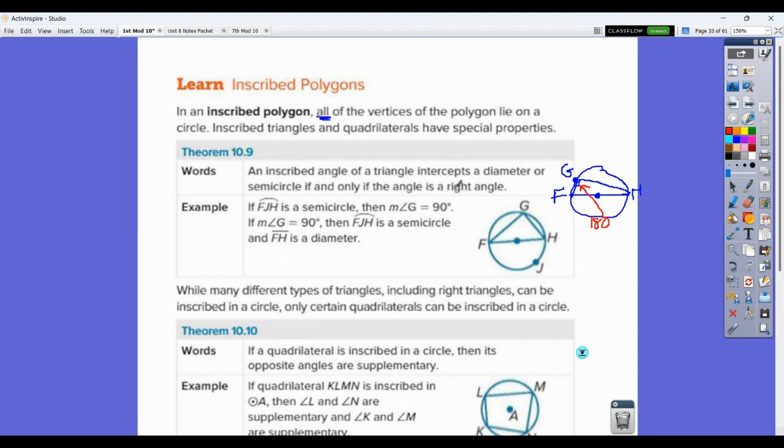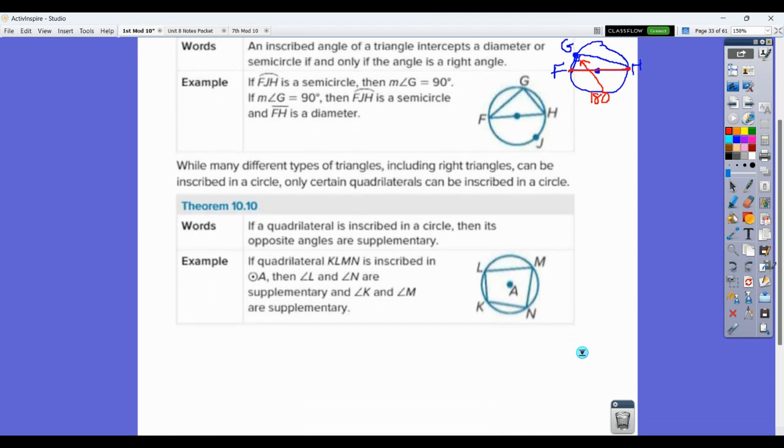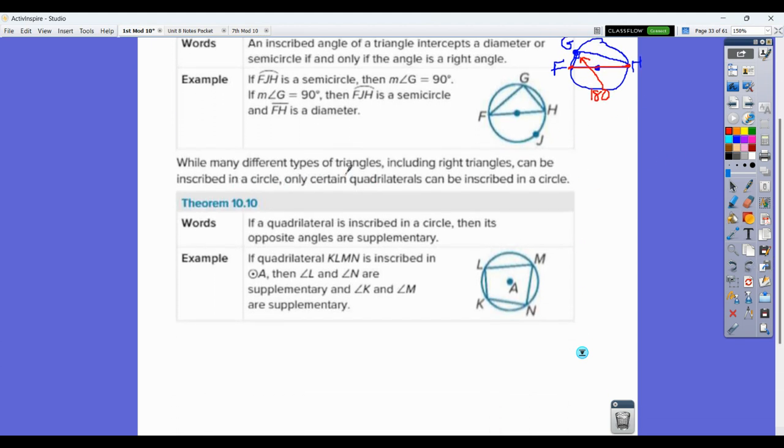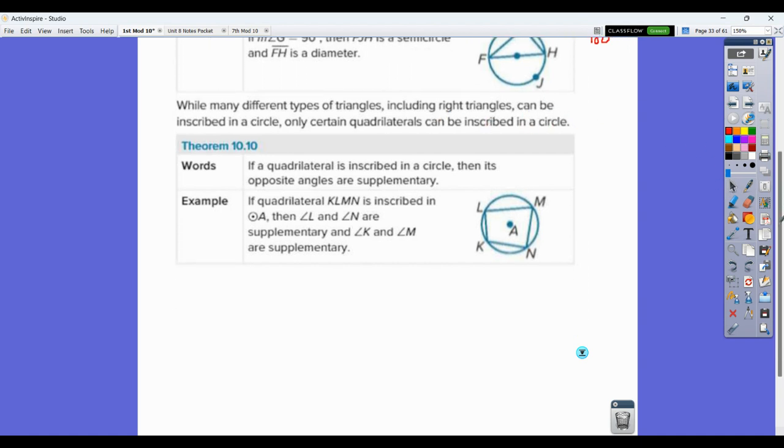So that's what this is saying here, is really just looking at that idea and saying, okay, if we have a diameter, then 180 degrees is what we have. No matter where I put point G, that's going to be a 90-degree angle off of FH, as long as I keep that as my intercepted arc. Okay. While many different types of triangles, including right triangles, can be described in a circle, only certain quadrilaterals can be inscribed in a circle. Okay, so we're going to inscribe certain quadrilaterals in a circle.